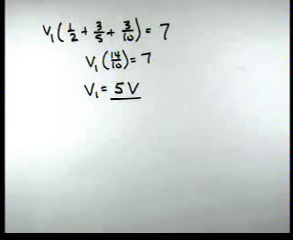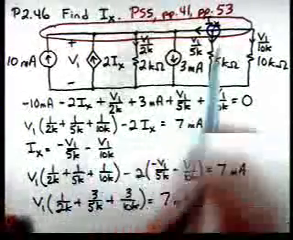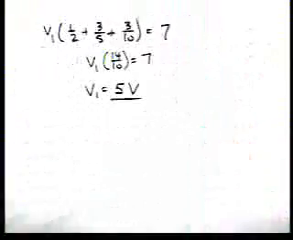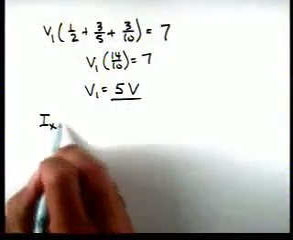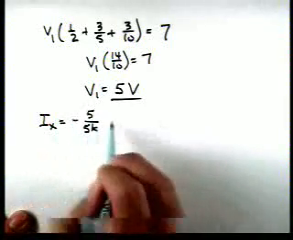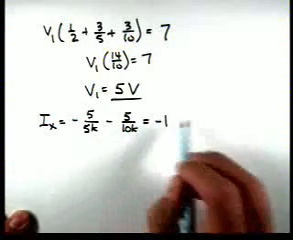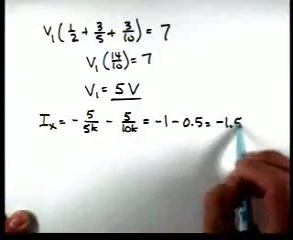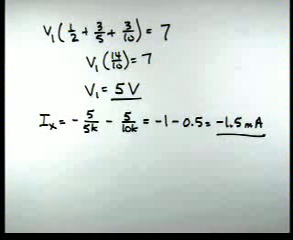Now, back on the previous page, you can see the expression for Ix that we derived by applying KCL at this connection. So now let's use that. So Ix is minus 5 over 5K minus 5 over 10K. So minus 1 minus 0.5 gives us minus 1.5 milliamps for Ix.